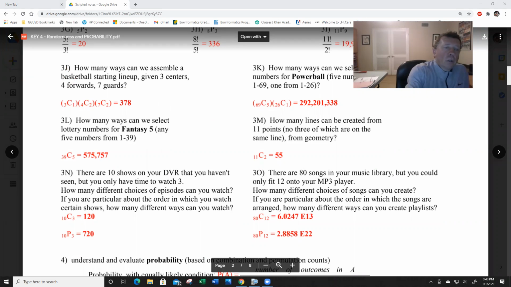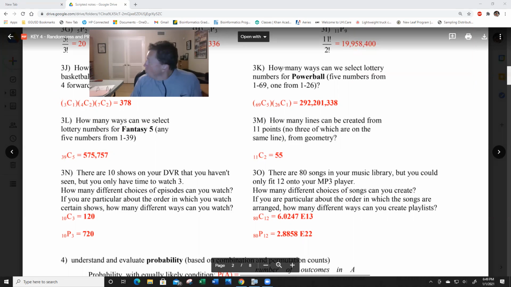So 3 centers, we're going to choose 1. 4 forwards, we're going to choose 2. And 7 guards, we're going to choose 2. Put that together, you get that. And again, you can do that on your calculator. I've already shown you how to do that. Okay, J, let's go to K next. Getting beeping in the background here.